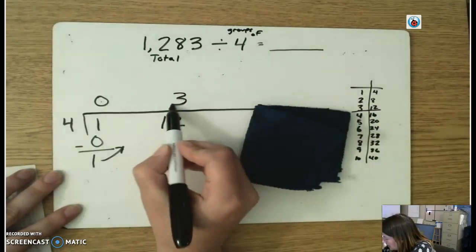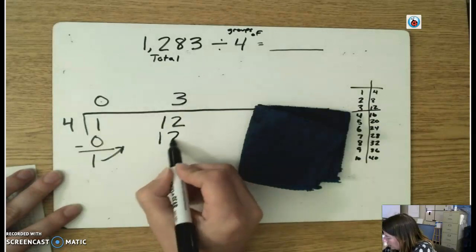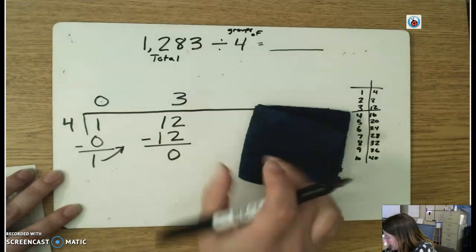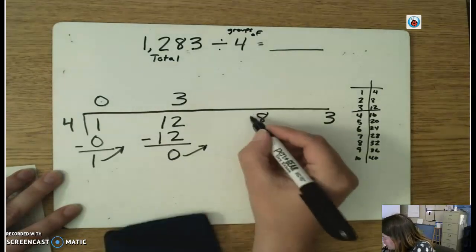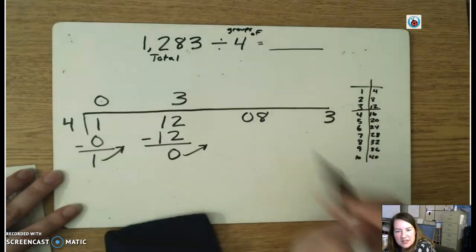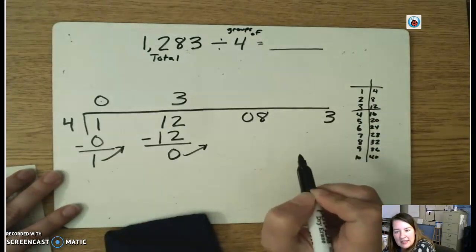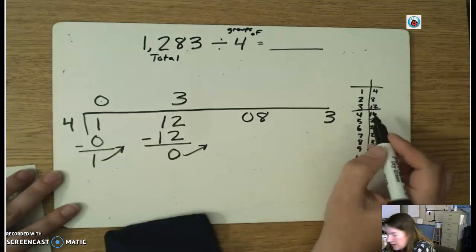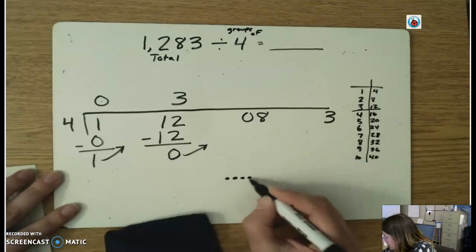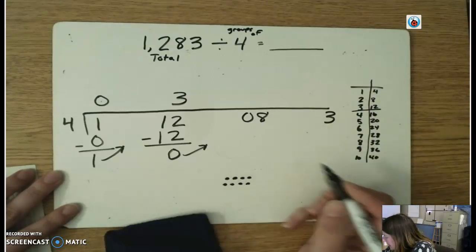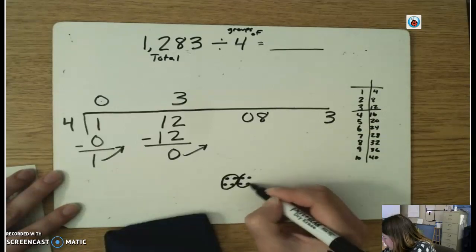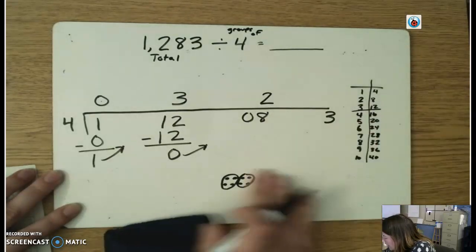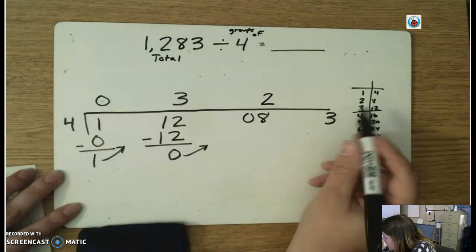So I put the 3 up top. 3 groups of 4 is 12. So I subtract 12 minus 12. Oh, and nothing. I have nothing to bring over to the next one. There you go, nothing. So it doesn't change this number any. And now I have 8. How many groups of 4 can I make with 8 pieces? Look at your T-chart. If you need to draw a picture, go ahead and draw a picture, but here's 8 pieces. Here's 1 group of 4. Here's 2 groups of 4. Or look right here. Here's 8, 2. So we can make 2 groups of 4 with 8 pieces.